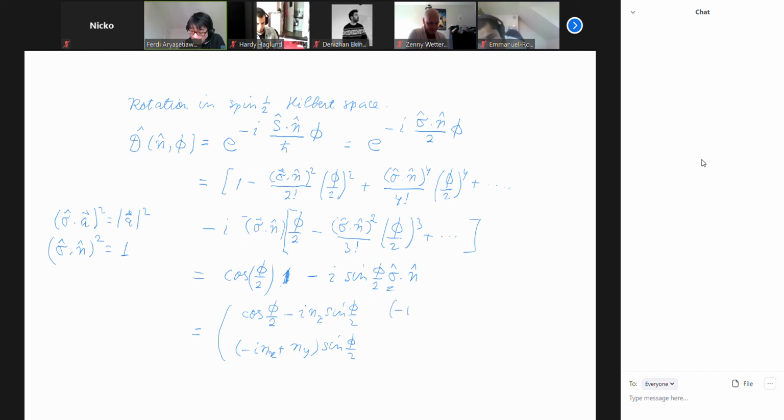I don't know if I have to write all these things. Okay, let me do this quickly. Cosine phi by 2, and sine phi by 2 times sigma z, like that. So that is the explicit expression for the rotation. I shouldn't put the hat there because it is now a matrix, not an operator anymore.